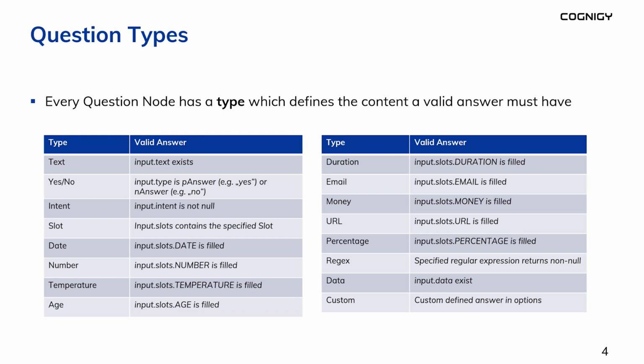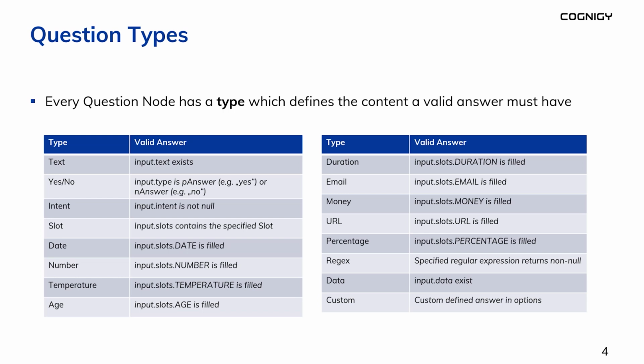We then have question types for each of the slots that come with Cognigy. So for each of the system slots, date question, number, temperature, age, duration, email, money, URL, and percentage. So they are waiting for those specific types of slots that are built into the Cognigy system.